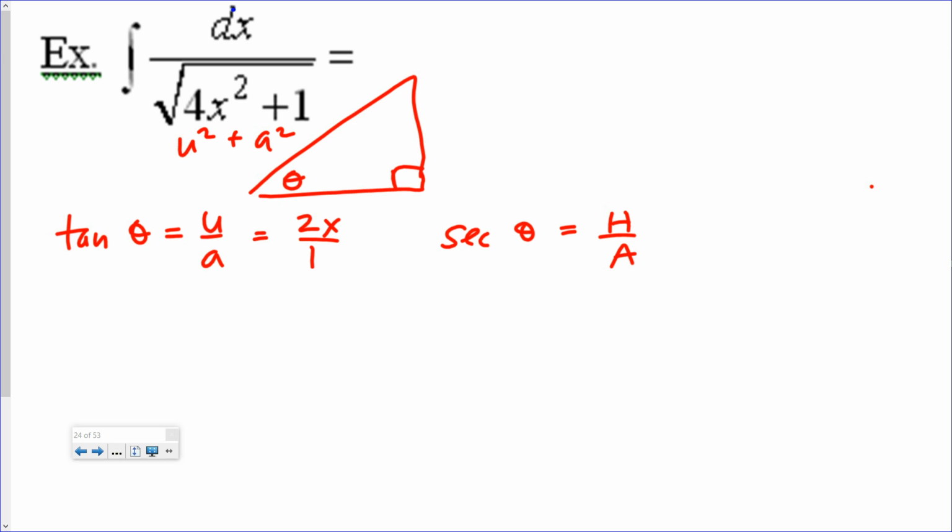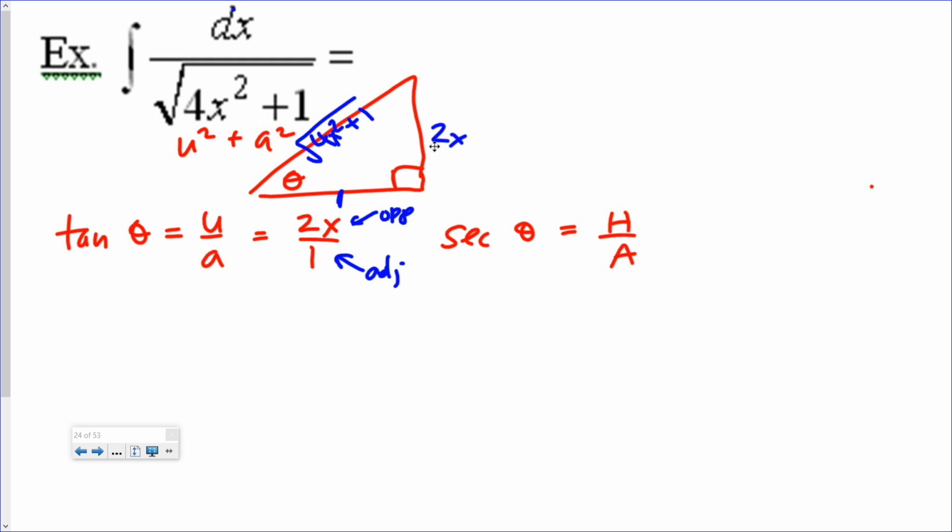If I put theta there, this is going to be opposite 2x. This is tangent, so it's opposite over adjacent. That's the definition of tangent. So my opposite value is 2x, and my adjacent value is 1. What's my hypotenuse going to be if this is 2x and this is 1? Square root of 4x squared plus 1. A lot of times, that missing side will show up somewhere in your original problem. Maybe the square root won't be exactly the same, but the expression will be very similar.